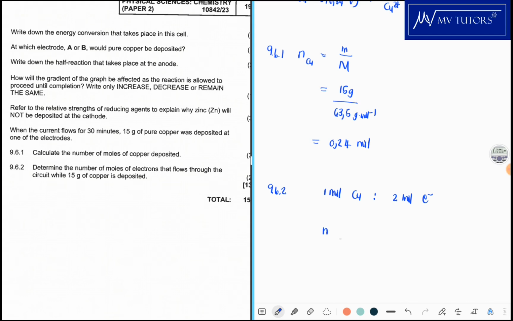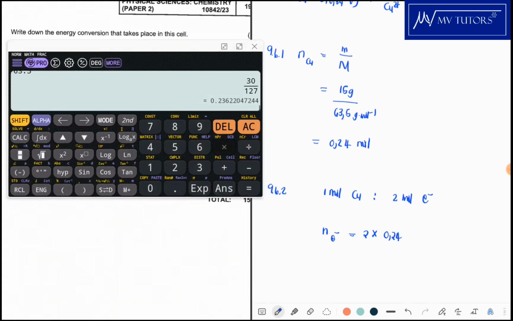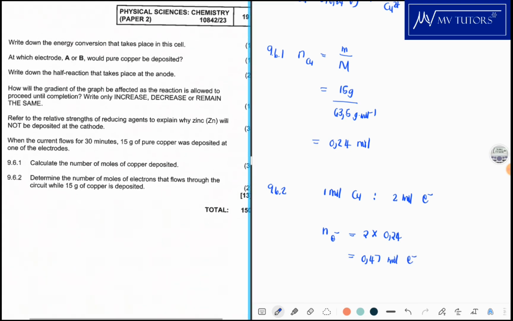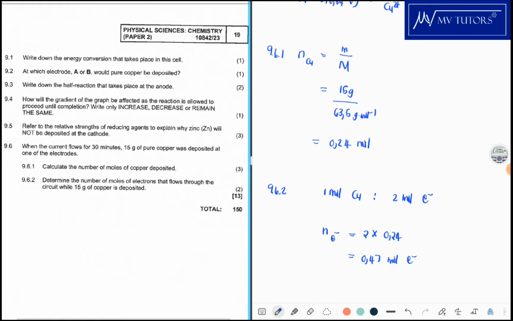So if for copper I had 0.24 mole, it means that the number of moles for the electrons will be twice 0.24. So I'm going to take my answer, multiply it by 2, and we get 0.47 mole of electrons. And that is basically the whole paper. All right, I hope you've learned a thing or two and you can apply it as you are preparing for your final exams.